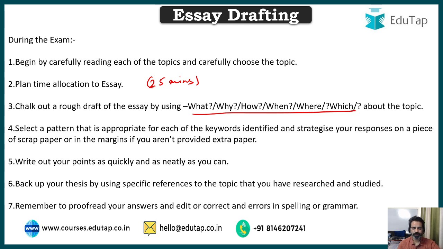Then choose your topic and chalk out a rough draft on a rough piece of paper that would be given to you. If not, you can ask for it. Quickly, within 1 or 2 minutes, chalk down a rough draft, circle the topic and mark down your important points. Then select a pattern that is appropriate for each of the keywords identified, and strategize your response on a piece of scrap paper. But that would lead to wastage of time, so you don't need to write everything. At least write keywords, so that you know which points are to be mentioned and which are not.